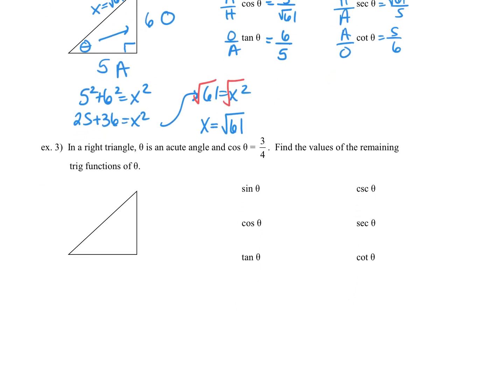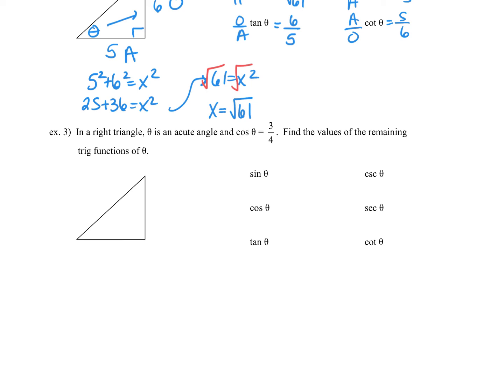All right, let's do one more example. So now in this example, they're telling me that the cosine of theta is 3/4. So what does that mean? Well, first, let's label where theta is. Let's say theta is here. Here's my right angle. So if we're saying the cosine of theta is 3/4, I know that cosine is my adjacent over my hypotenuse. So that means my adjacent side, or the side next to my angle, would be 3, and my hypotenuse, or the one across from my right angle, would be 4.